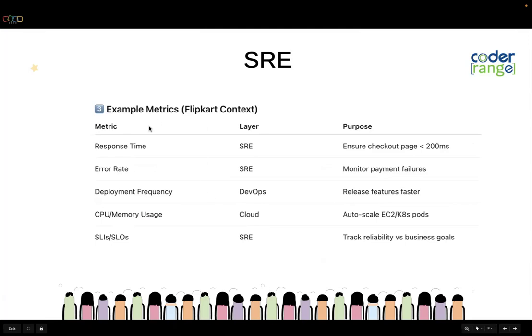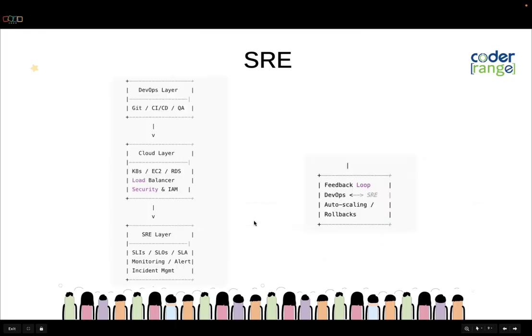Then Flipkart started understanding response times, error ratios, deployment frequencies, and CPU and memory usage. They checked all these aspects and tracked everything. Down the line, they found they have to track the business goal versus reliability. It is not about infrastructure; it is about keeping the customers' trust. Down the line, I'll talk about SREs.